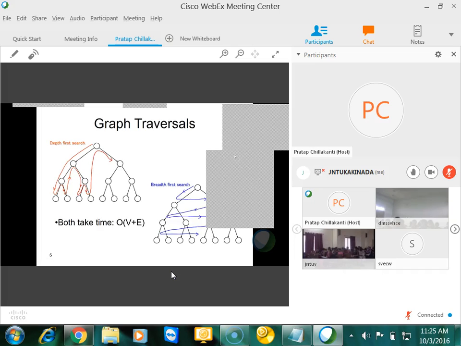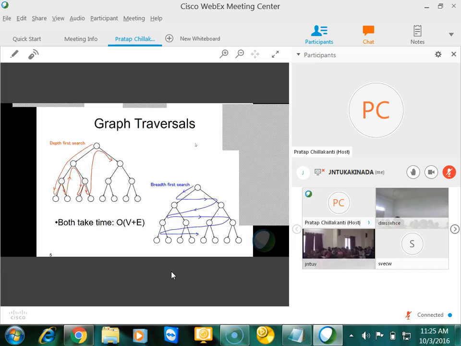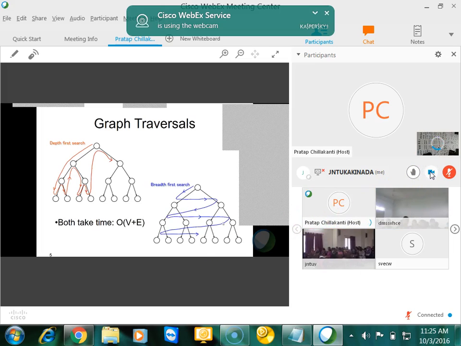We looked at the graph traversals. You have the depth first search where you go all the way down first before going off to another branch, whereas breadth first is where you go to each level, you traverse all the nodes in a given level and then go to the next level. Okay, we did that.